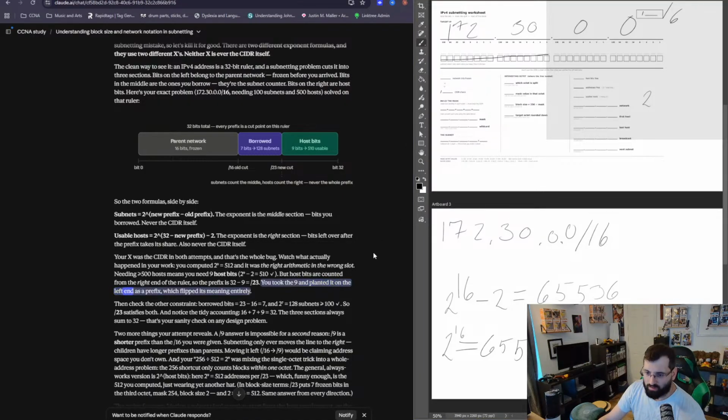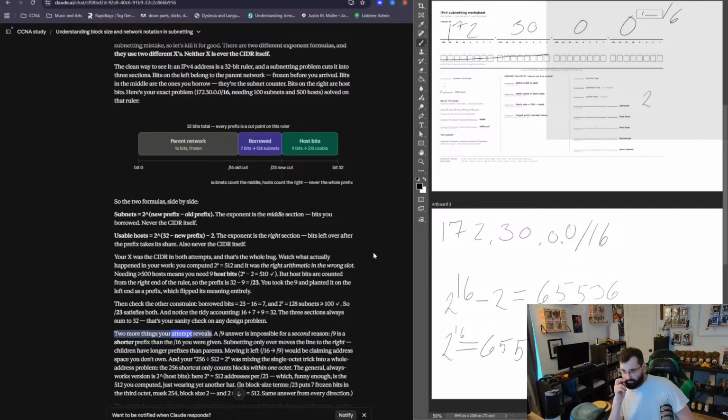You took the 9 and planted it on the left end as a prefix, which flipped its meaning entirely. Then check the other constraint. Borrowed bits equal 23 minus 16 equal 7, and 2 to the power of 7 equal to 128 satisfies. And notice the tidy accounting: 9 host bits and /23 sum to 32. That's your sanity check on any design problem.